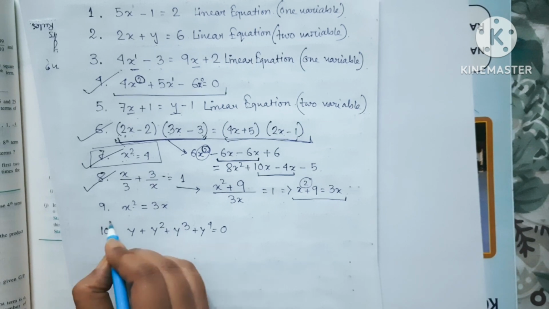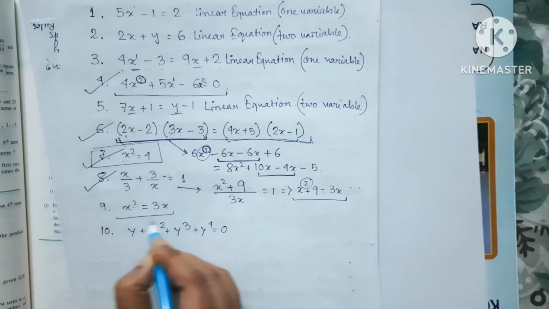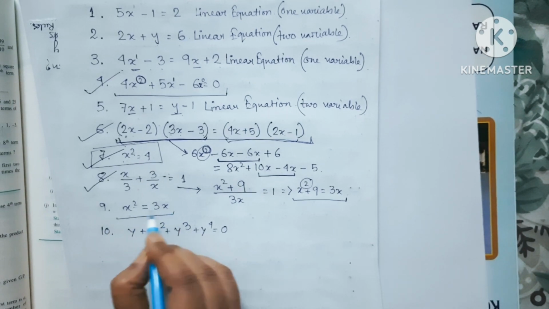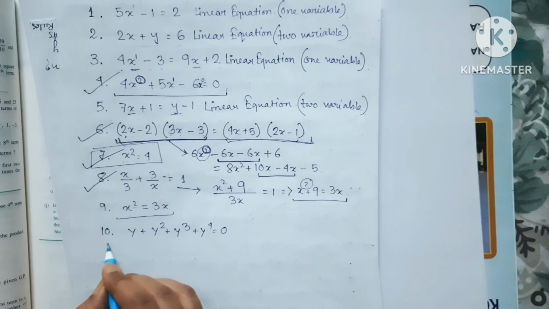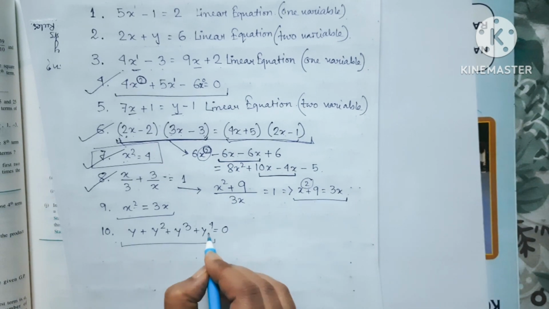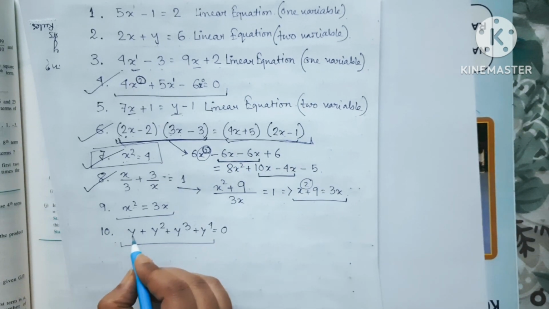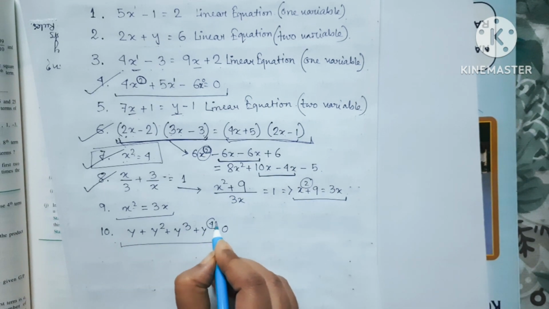Now this one, x square equal to 3x. Here also one variable, that is x, and the highest power of x is 2. And in case of equation 10, one variable, that is y, and the highest power of y is 4.